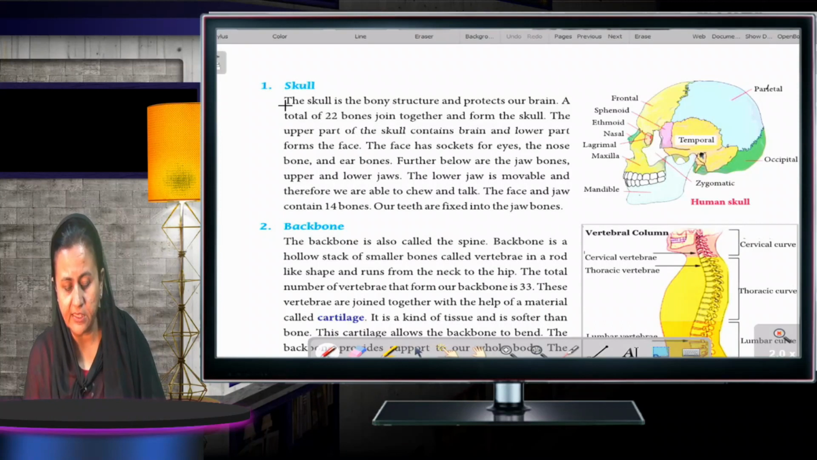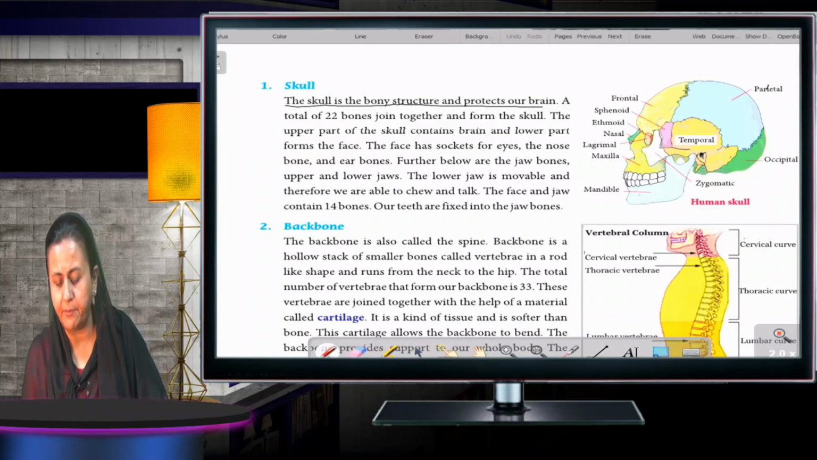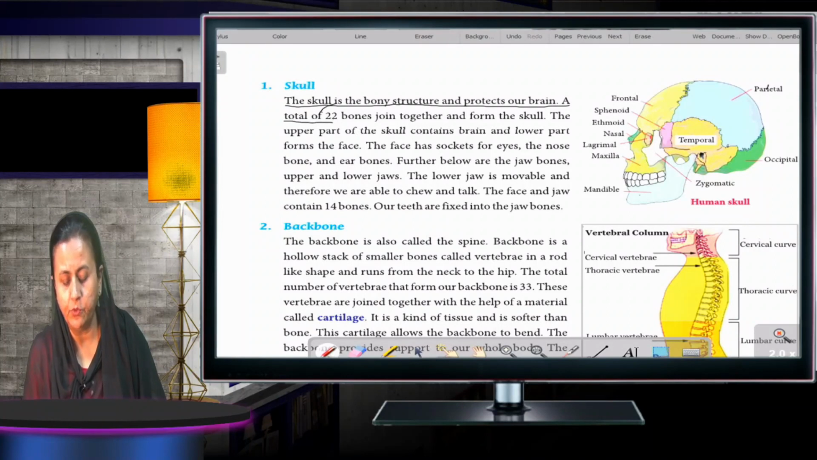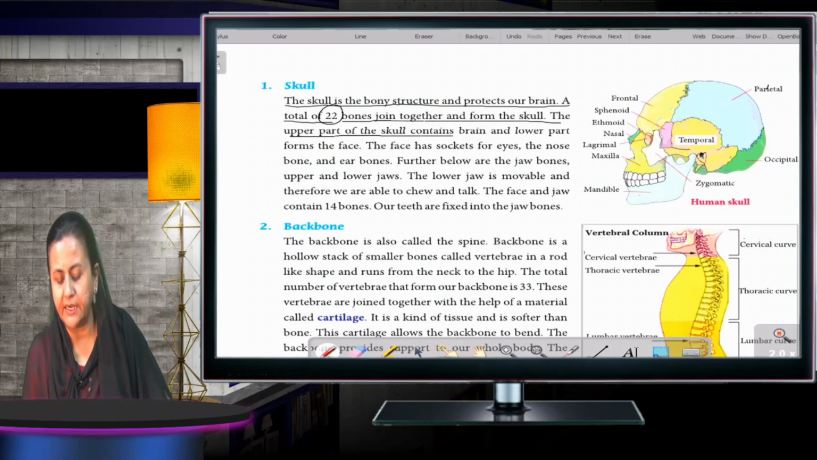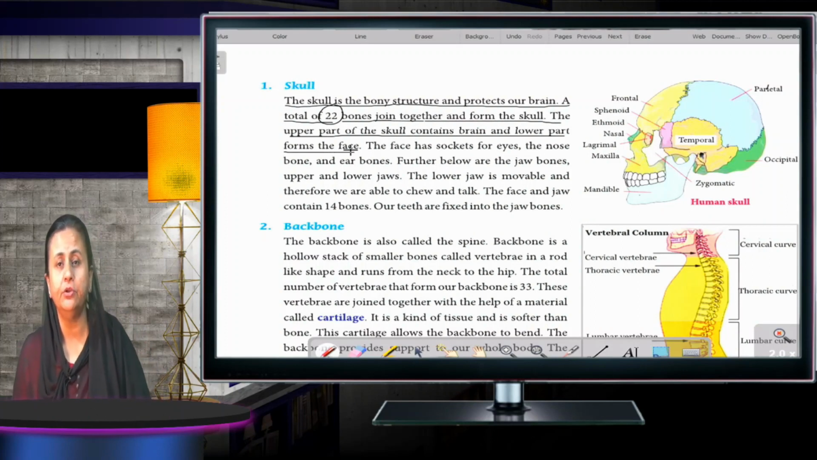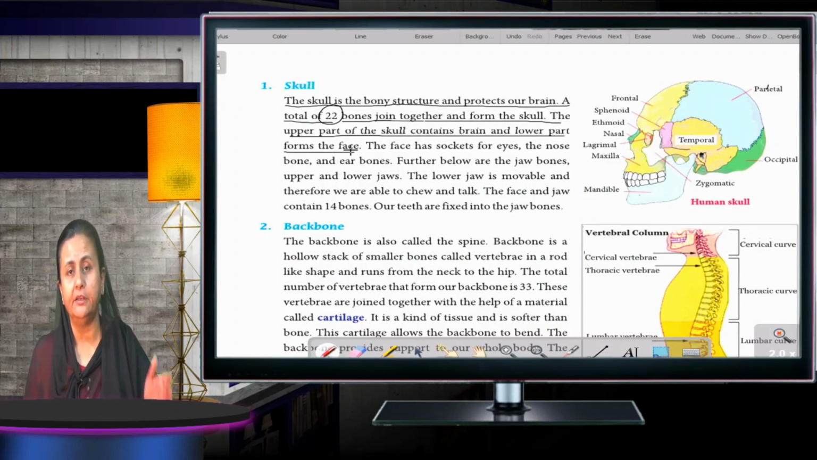The skull is the bony structure and protects a brain. A total of 22 bones together join and form the skull. The upper part of the skull contains the brain and the lower part forms the face. Just now as I have told you, the upper part is protecting the brain, and the lower part is forming the face.